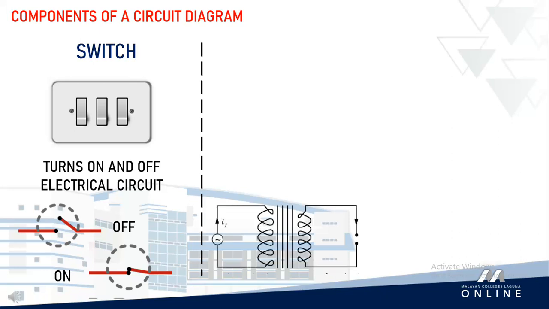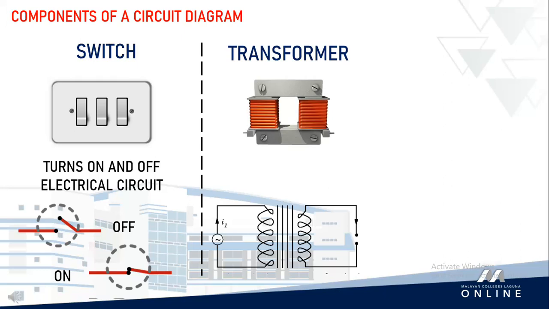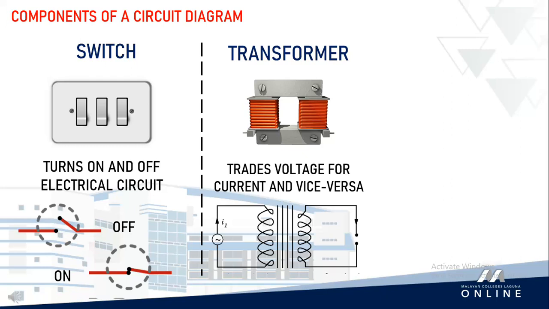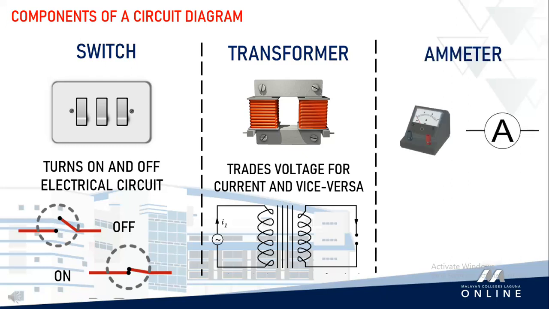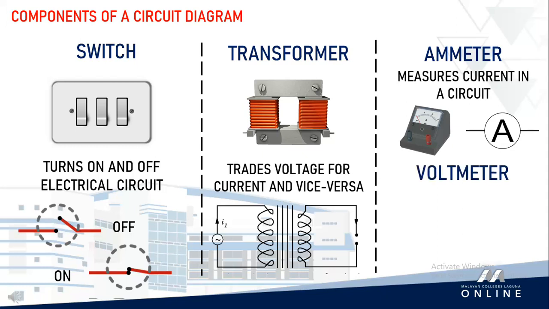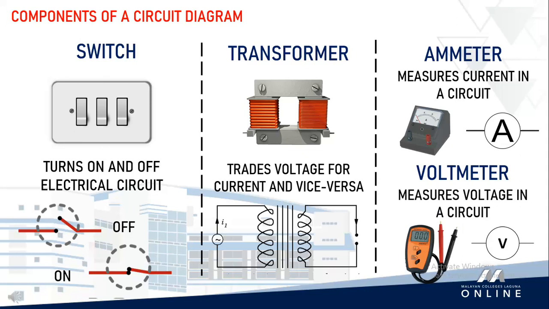This represents a transformer. It trades voltage for current or current for voltage. This is used to change a small alternating current to a larger one or vice versa. An ammeter, which we represent as this, is a device used to measure current in a circuit, whereas a voltmeter, which is symbolized as this, is a device used to measure the voltage or potential difference.